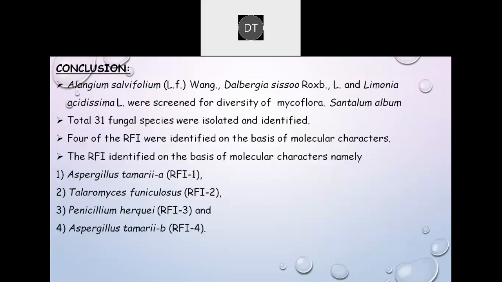Conclusion of my research work. These four plants were extensively used for the isolation of the rhizospheric fungi. A total of 31 fungal species were isolated and identified. The four dominant fungal species were identified at the molecular level. Aspergillus trimeri first, Talaromyces funiculosus, Penicillium hericium, and Aspergillus trimeri B were used for molecular identification. Next.